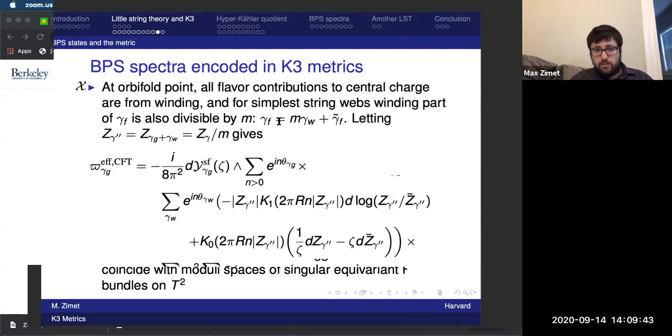Okay, and in fact, there are some further simplifications because, like I said, at the order we're going to work, we're only going to see the simplest string webs, and their winding charge is also m times some basic winding charge, because the strings are literally just m copies of a single string, and so this formula simplifies a little more. So the punchline of this slide is just that this function is the combination in which BPS states are going to contribute to the metric.